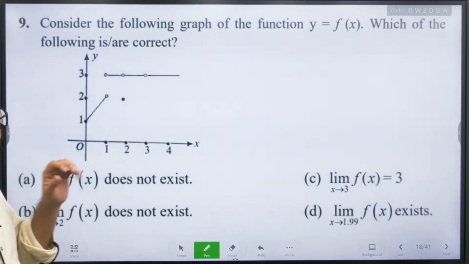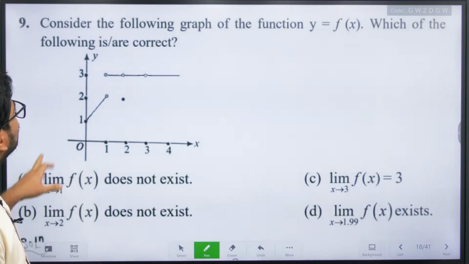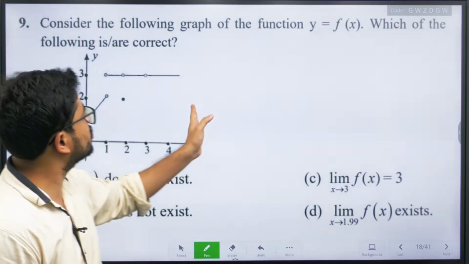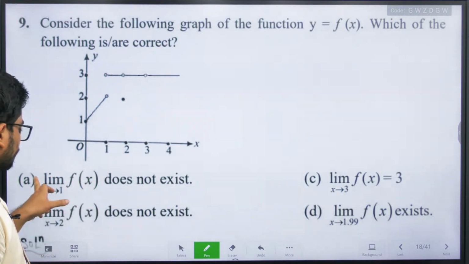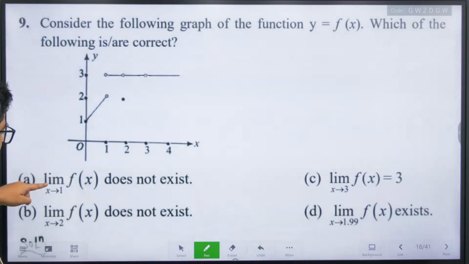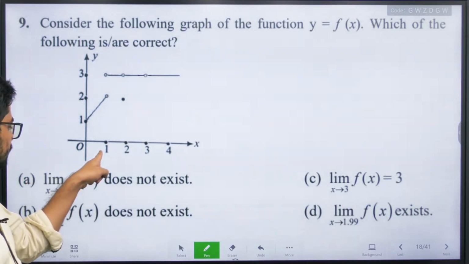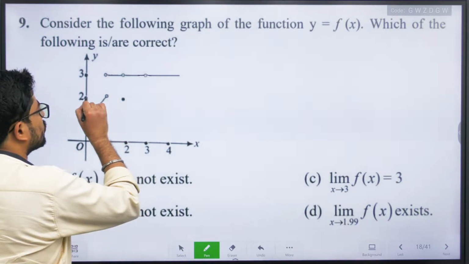Okay, so that's a simple one, that's the graph, and you have to consider the following graph of your function. Which of the following is or are correct? Okay, so the first one is limit x tends to 1, f(x) does not exist. Whenever x is approaching 1 from the left hand side, your function is very close to 2.